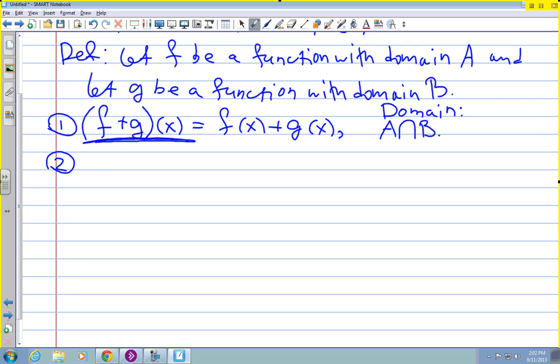So now the rest is kind of the same. You can do f minus g. So that's f(x) - g(x). The domain is the same, the intersection of the two sets.